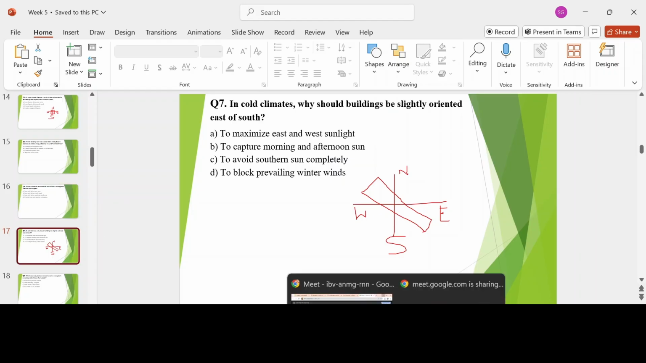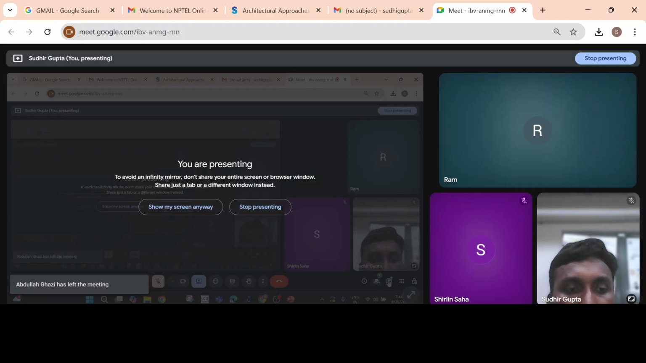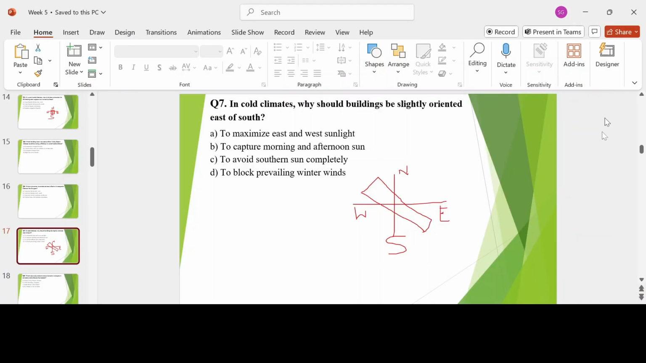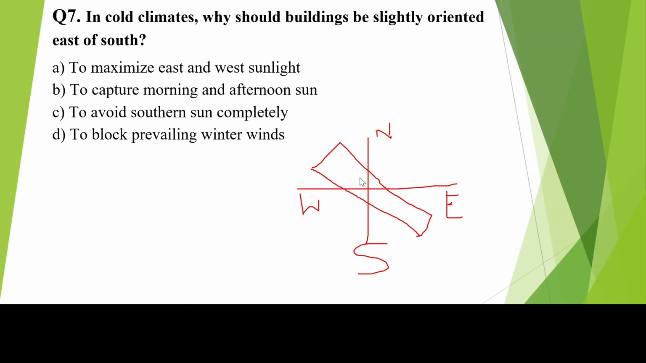So let me see. Abdullah has left. Okay, so as I can see, 7B has been marked first by Celine, then followed by Ram. So they think that capturing morning and afternoon sun is the right answer for this question, and they are absolutely correct. Both of them have understood the concept very well. It's good to see that most of the answers have been marked correctly by all of you.